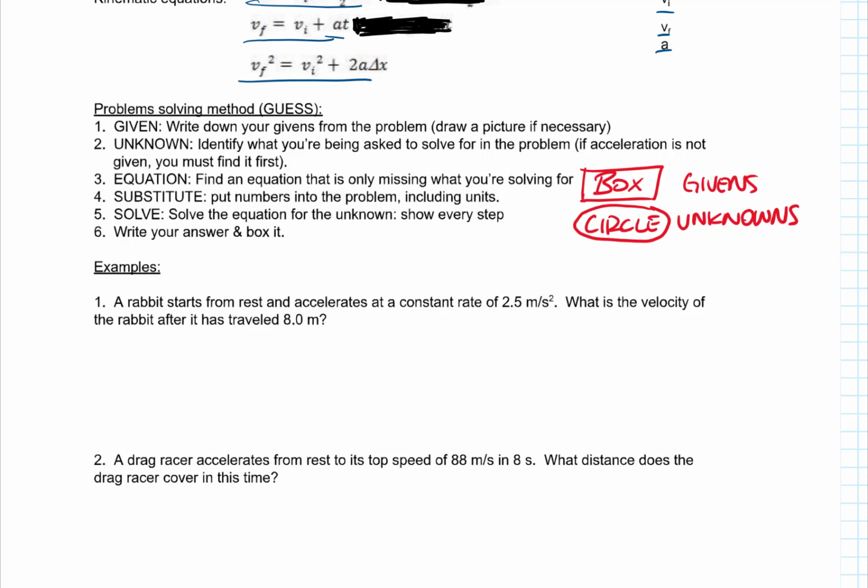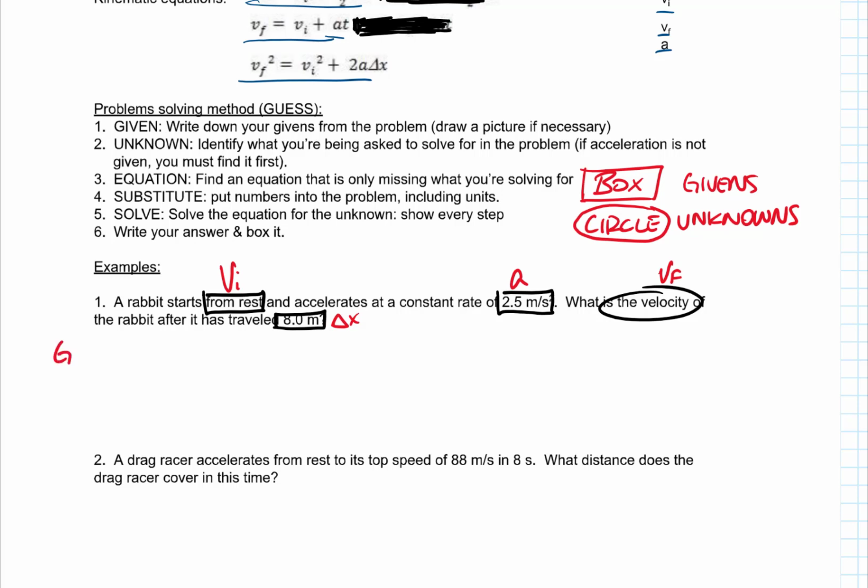So, number one, a rabbit starts from rest and accelerates at a constant rate of 2.5 meters per second squared. What is the velocity of the rabbit after it has traveled 8 meters? So, it starts from rest, so that's our initial velocity. We have an acceleration of 2.5 meters per second squared. We want to know the final velocity. What is? So we're going to circle that. And then after it has traveled 8 meters, so the delta x is 8 meters.